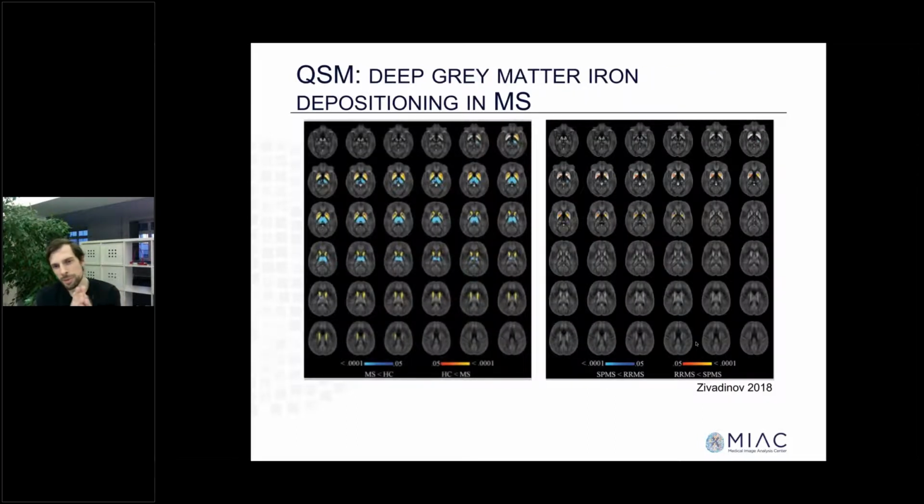Quantitative susceptibility mapping is not only an interesting method when it comes to focal lesions and lesion morphology, but it also helps to describe iron deposition in different brain compartments in MS patients in comparison to others. Here's an interesting study that investigated iron deposition in the basal ganglia and the thalamus in MS versus healthy controls. On the left side, you can see that there's increased iron deposition in the basal ganglia, for example, in MS, and that this pattern is even more pronounced in progressive MS patients, as you can see on the right.